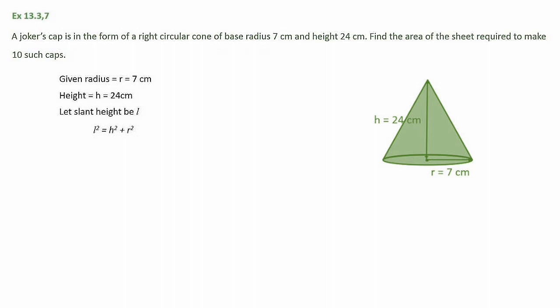By using the L, H, R relation formula, we can calculate the value of L. After calculating L, we will go for calculating the curved surface area of one cap by using the formula pi RL, because a cap covers only the curved surface of the cone. So pi RL is the area for one cap. Substitute the values of R and L, and you will get the area of one cap. We need the area of 10 such caps, the area of the sheet required to make 10 such caps. So whatever area you get, multiply it with 10, and you will get the area of sheet required to make 10 caps. This portion you will do as homework.